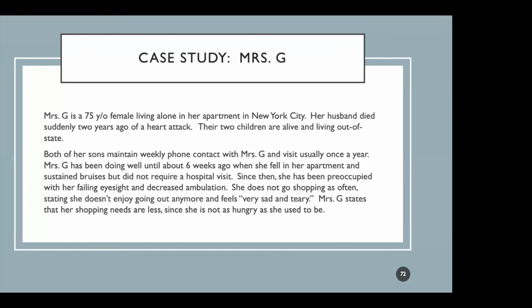Mrs. G had been doing quite well until about 6 weeks ago when she fell in her apartment and sustained bruises, but did not require going into the hospital. Since then, she has been preoccupied with her failing eyesight and has decreased her walking, her ambulation. She's afraid of falling. She does not go out shopping. She states she doesn't enjoy going out anymore and feels very sad and teary. Mrs. G states that her shopping needs are less since she's not as hungry as she used to be.